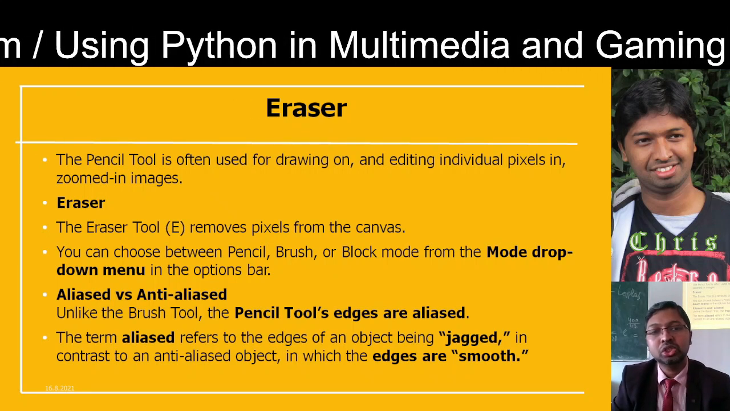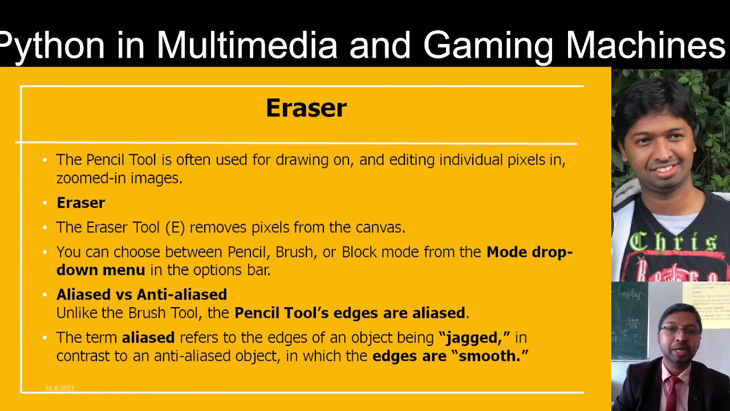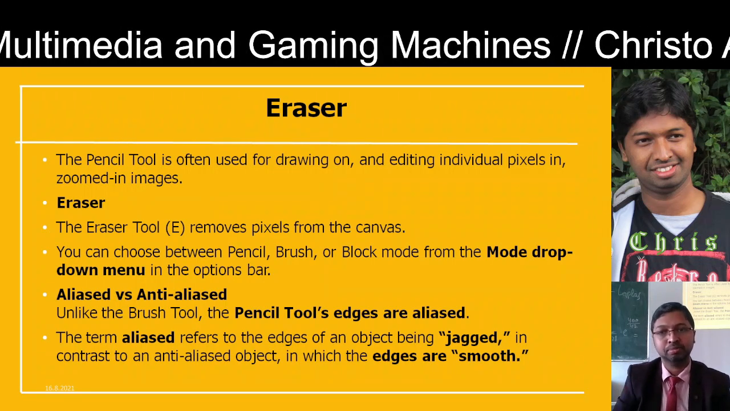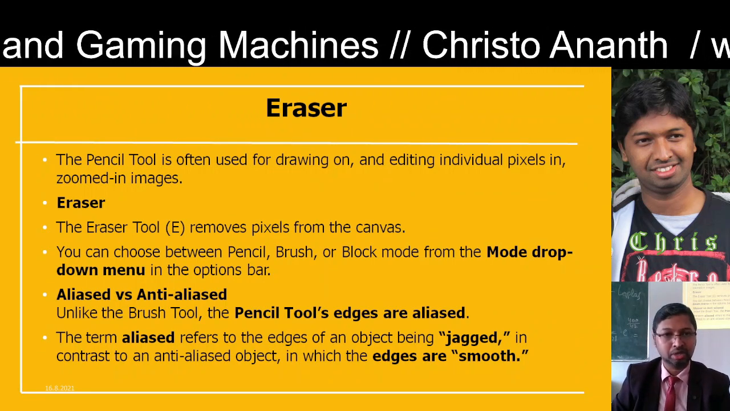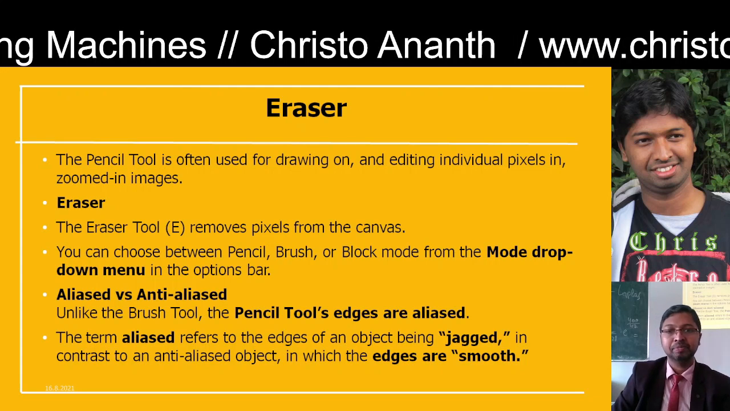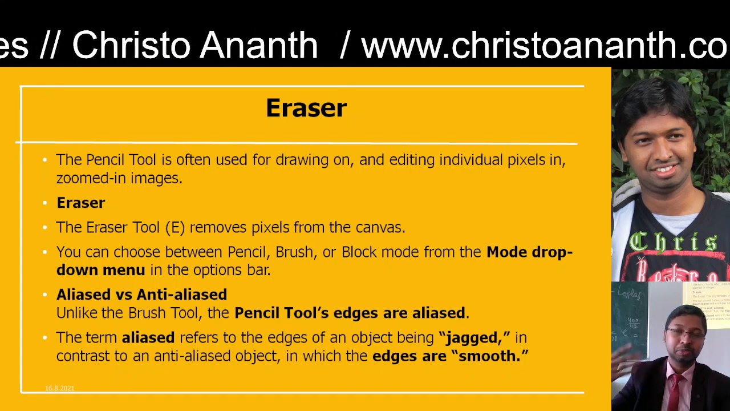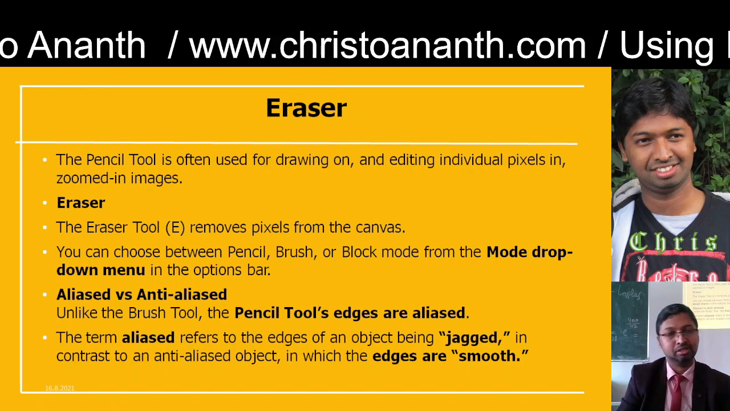Okay. Then for rubbing, you can use the eraser that is going to remove the pixels from the canvas. Okay, so you can choose between pencil, brush, or maybe block mode from the mode drop down menu in the options bar as well. And you can use special features associated with the eraser also.